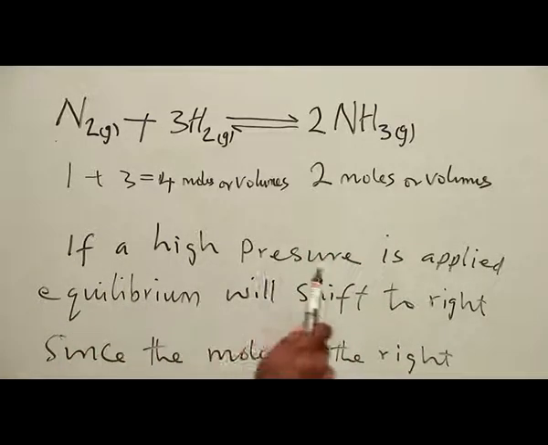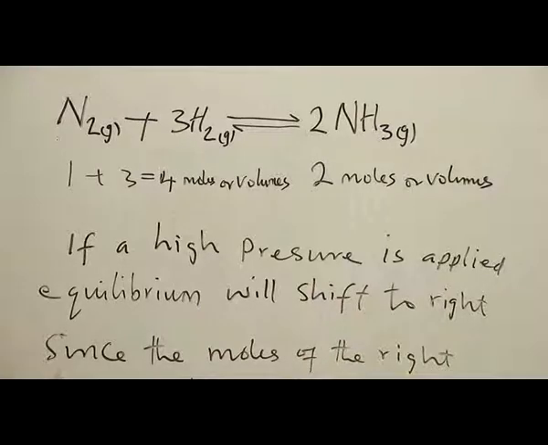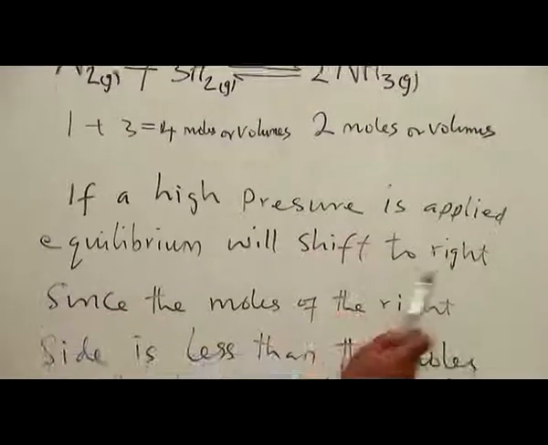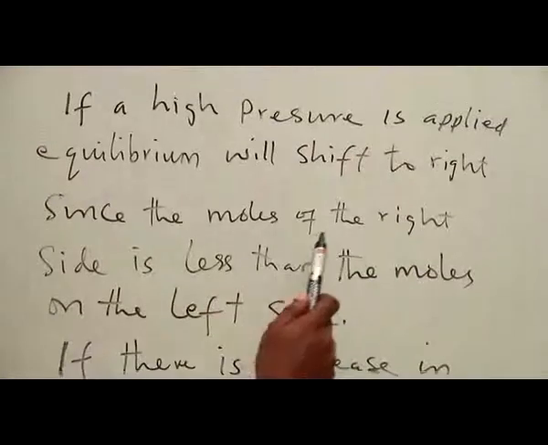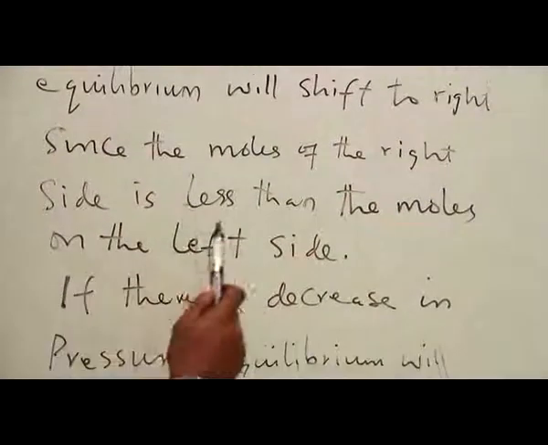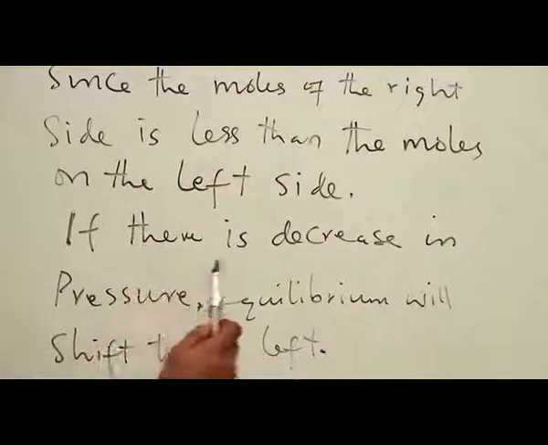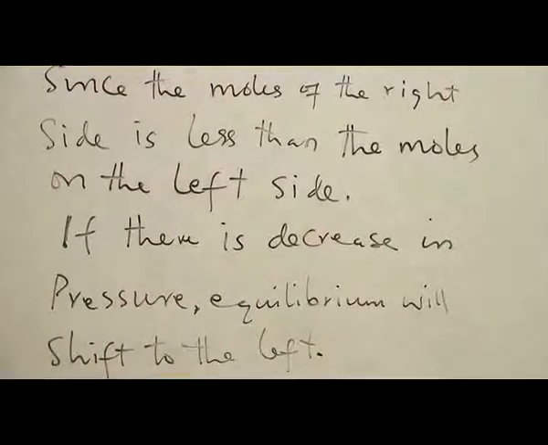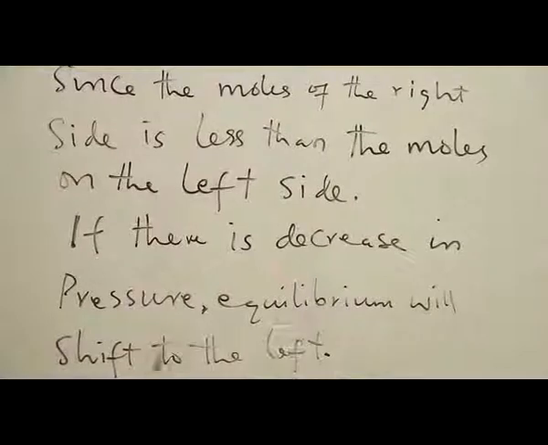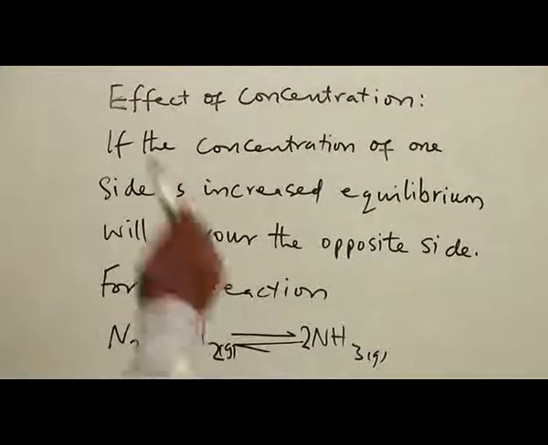If a high pressure is applied, equilibrium will shift to the right, since the moles on the right side are less than the moles on the left side. If there is a decrease in pressure, equilibrium will shift to the left.